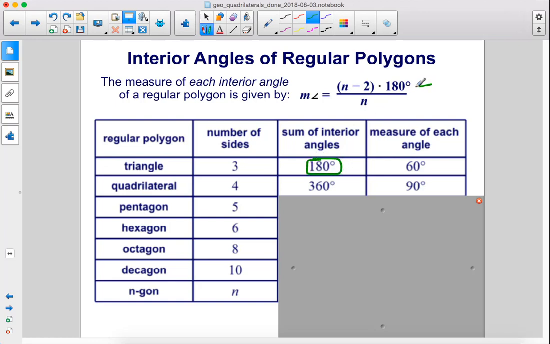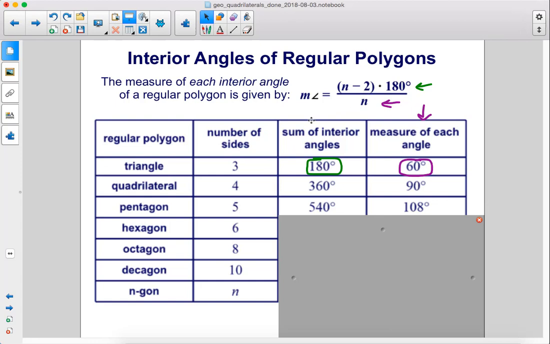So the top part of this equation gives you the sum of the interior angles, and then when you divide it by n, that gives you the measure of each angle. So that would give you 180 divided by 3 gives you 60. All right, moving on. We have 4 minus 2 is 2 times 180 gives us 360, divided by 4 gives us 90.